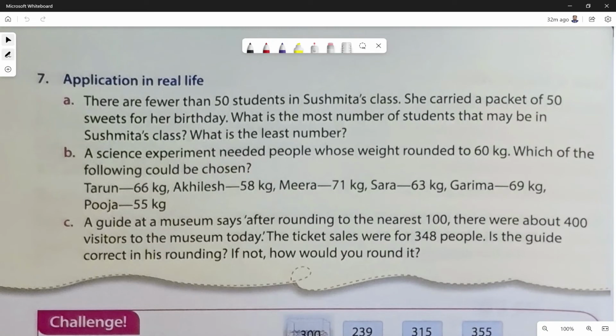Let's solve question number 7. There are fewer than 50 students in Shushmita's class. She carried a packet of 50 sweets for her birthday. What is the most number of students that may be in Shushmita's class? And what is the least number? So let's solve this question.